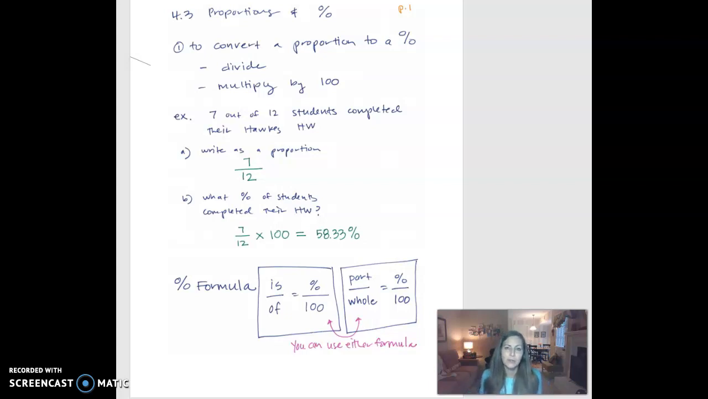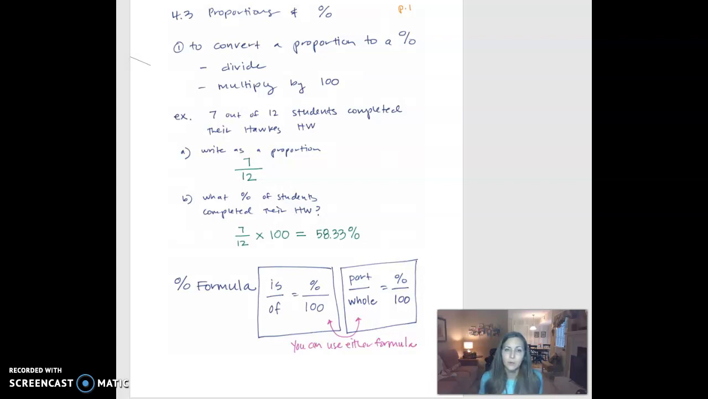Let's look at this 4.3. It's in your book. It's in Hawks. So the book is a really good place for some extra examples and just a little extra explanation. 4.3 deals with proportions and percents. To convert a proportion to a percent, you're going to divide and multiply by 100.